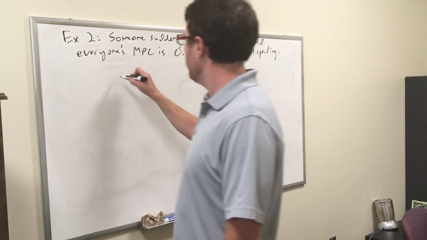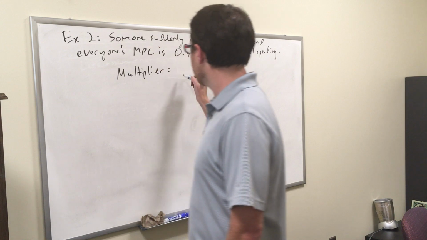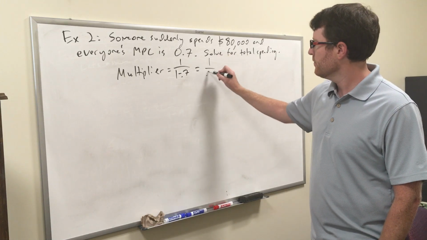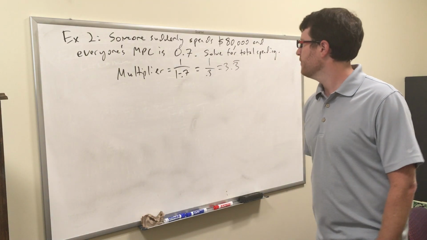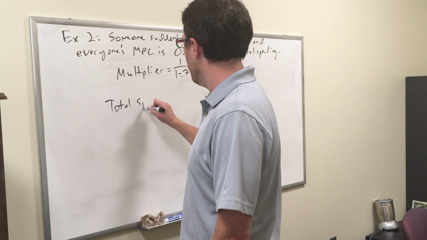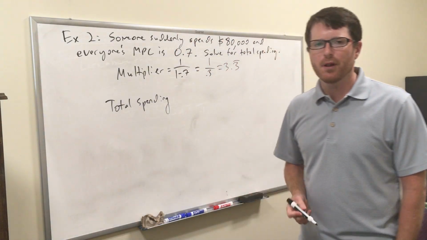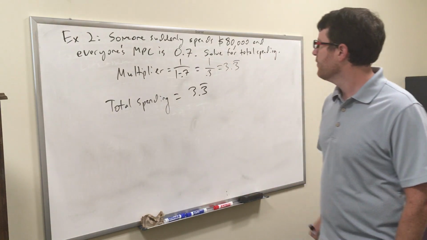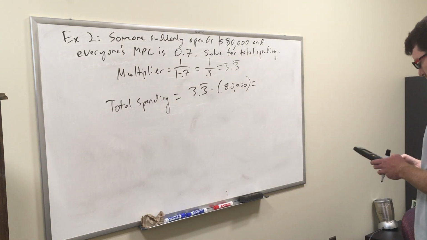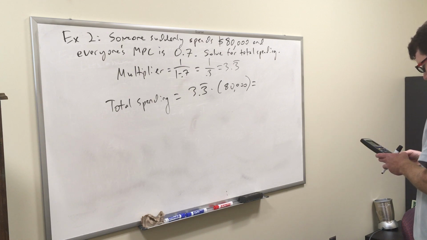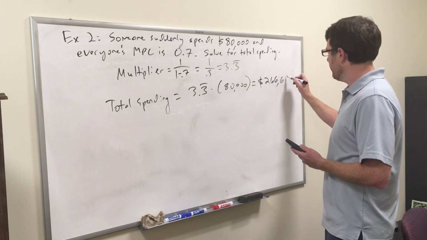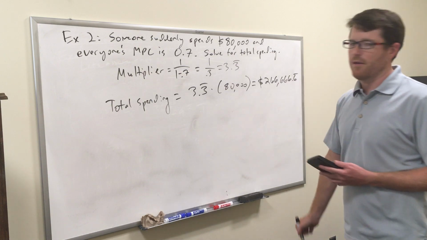And what you need to do first to address this question is solve for the multiplier, which is 1 divided by 1 minus the MPC. So you should get 3 1/3. Okay, that's the multiplier. And then total spending is just going to be the multiplier. After all, it's called a multiplier, so we're going to multiply with it. It's going to be that multiplier, 3 1/3, times that $80,000, which comes out to kind of a wacky figure here, $266,666.67.